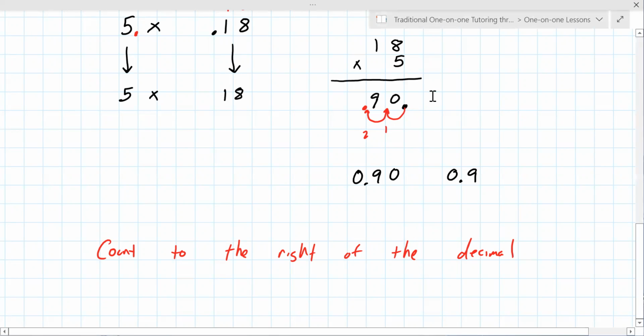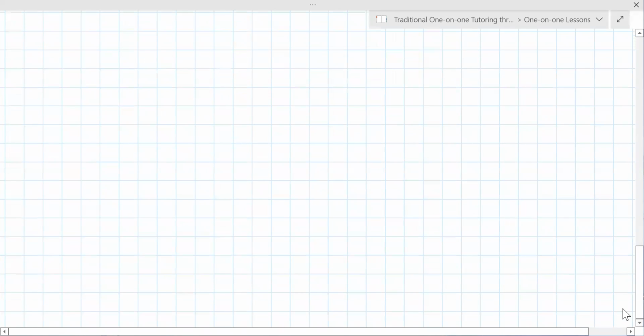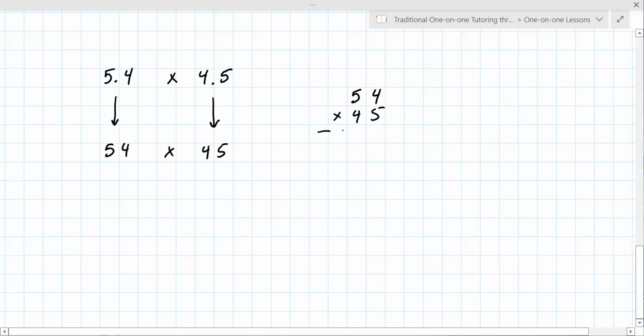Okay, you ready for a slightly more difficult one? Sure. Okay. Let's say it's 5.4 times 4.5. You change 5.4 to 54 and 4.5 to 45. Okay. Now the order does not matter, but generally you put the larger one on top. Can I work this a little bit? Yes, I would like you to try that, get as far as you can, and let me know what you come up with. Okay.